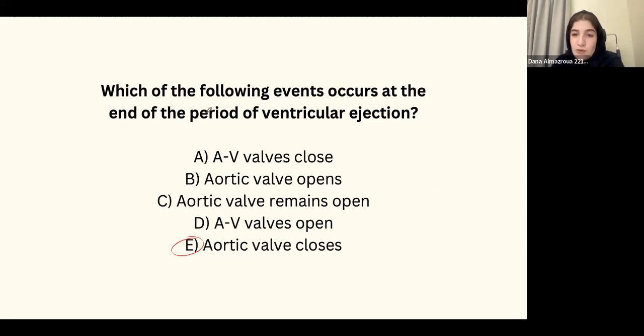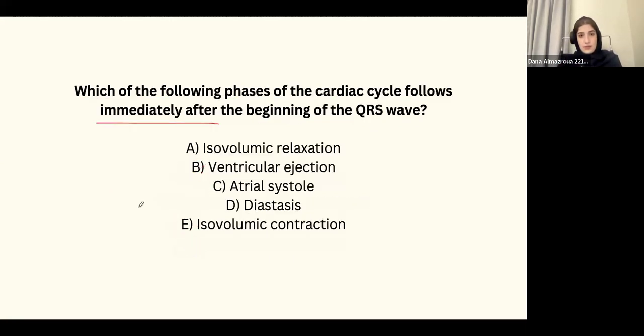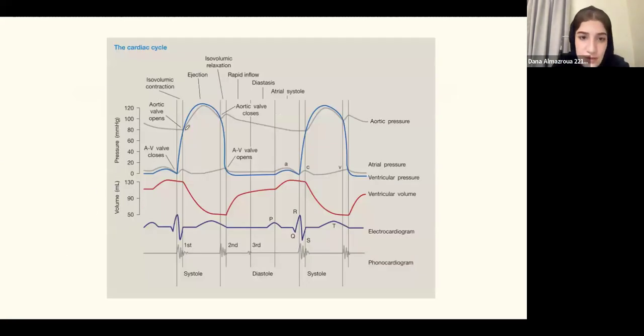Now B would be correct if it was at the beginning of the ventricular ejection, but it says at the end of the period of ventricular ejection, which is the reason why it's the aortic valve closing. Because after the ejection, if you look at the cardiac cycle, that makes more sense to you. After the ejection, we're done with ejecting the blood. Make it make sense in your head.